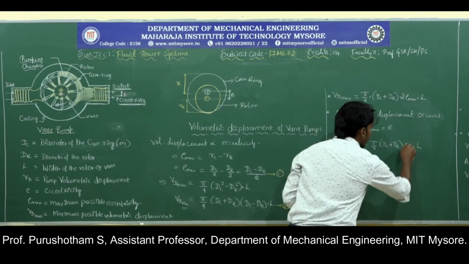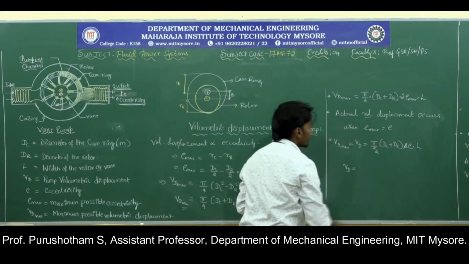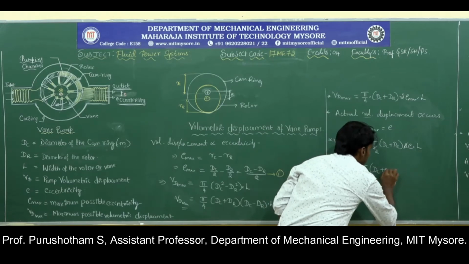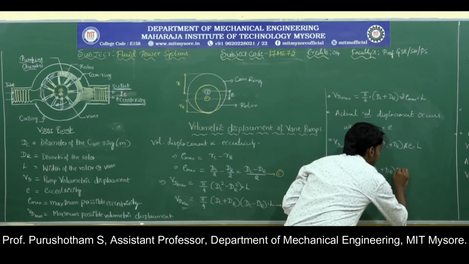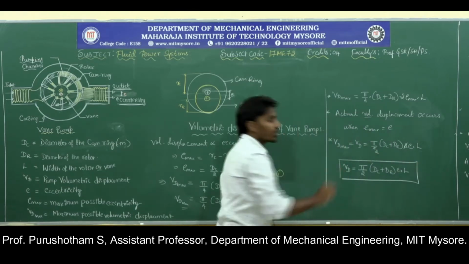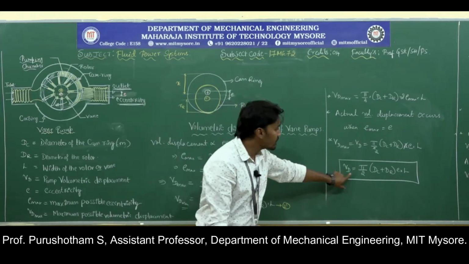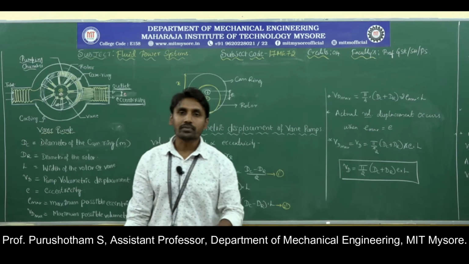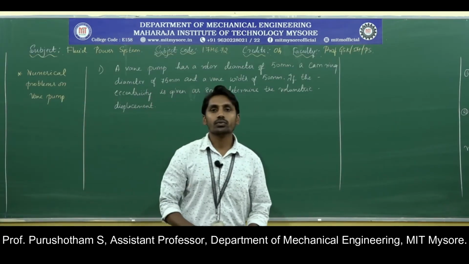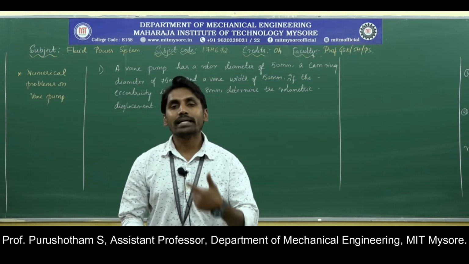Then if you simplify this, the 2 ones are 2 twos, and finally the actual volumetric displacement is given by pi by 2 (dc plus dr) E into L. So that is the equation for the volumetric displacement in vane pumps. Next we move on to the numerical problems on vane pumps. We derived the equation for volumetric displacement in vane pumps.